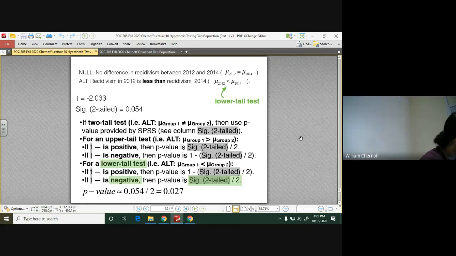Then we look and see that there are 2 more bullets. If T is positive, we do one thing. If T is negative, we do something else. We look at our T statistic, and it's this negative value. So this is going to put us at that second bullet. If T is negative, then our p-value equals the default value divided by 2. So here our p-value is equal to 0.054 divided by 2, which is 0.027.